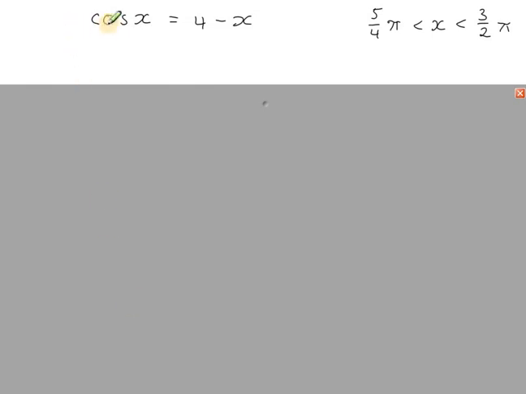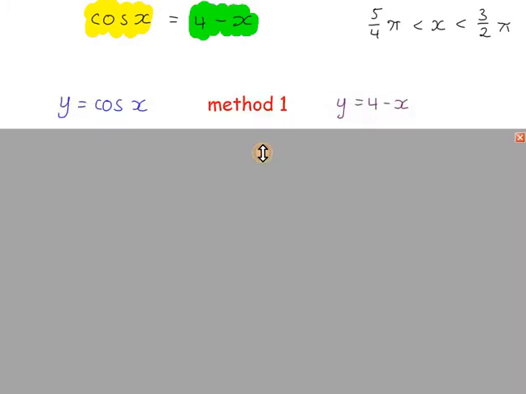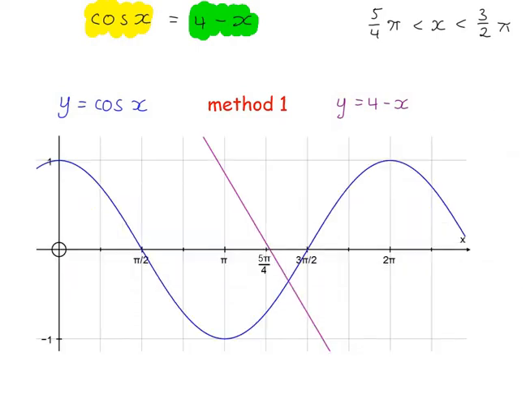So I'm going to start by sketching the graph of cos x, and I'm going to sketch the graph of 4 minus x. So both of them together on the same graph. Okay, so this is the first method. There's actually two methods we can use here. So cos x and 4 minus x, both of them together. So we get this graph.